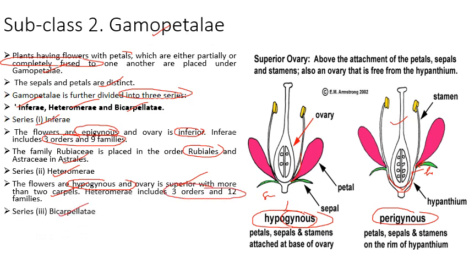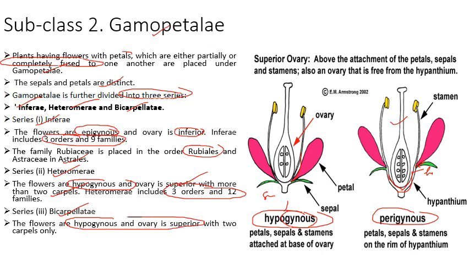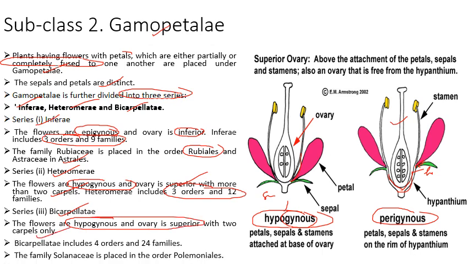Next is series Bicarpellatae. Bi means 2 carpels. So flowers are hypogynous and ovary is superior with 2 carpels only. इसमें 2 carpels होते हैं. Bicarpellatae include 4 orders and 24 families. The family Solanaceae is placed in the order Polemoniales. जो family Solanaceae है उसको इस order में place किया, that is Polemoniales.